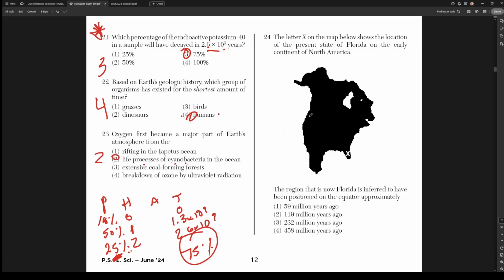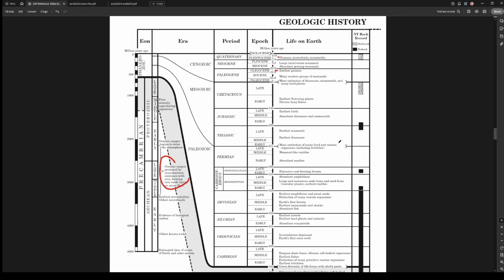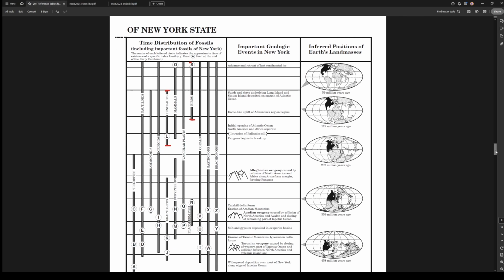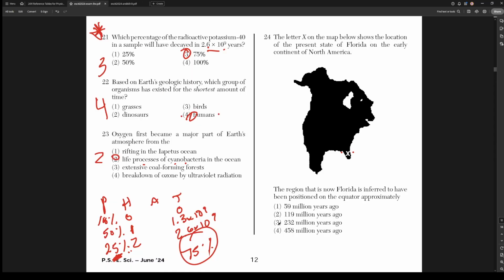Another reference table question. The letter X on the map shows the location of the present state of Florida. Okay. The position that is now Florida to have been positioned on the equator approximately how long ago? So we need to get that X on the equator. Again, another reference table question. So check this out. Look, here it is. So this is the Florida. Oh, no. Not that. That one. That's Florida. So we need that to be on the equator, which is right here. So that's right here, 232 million years ago. 3.